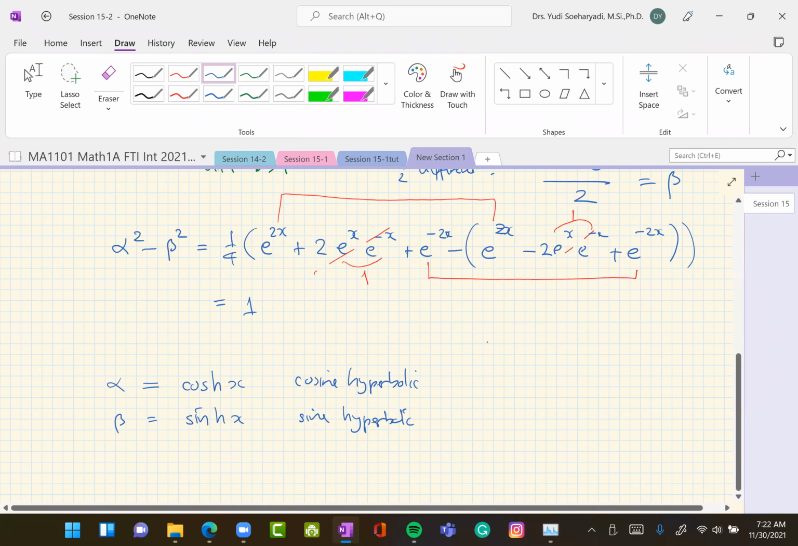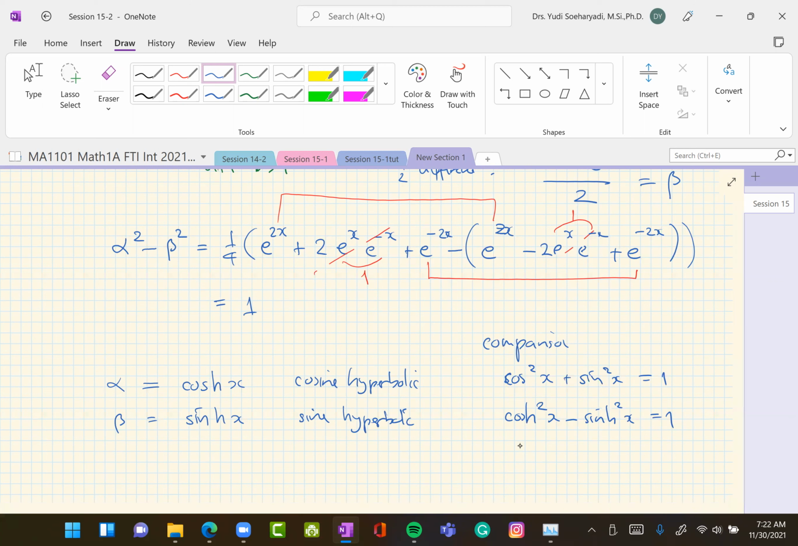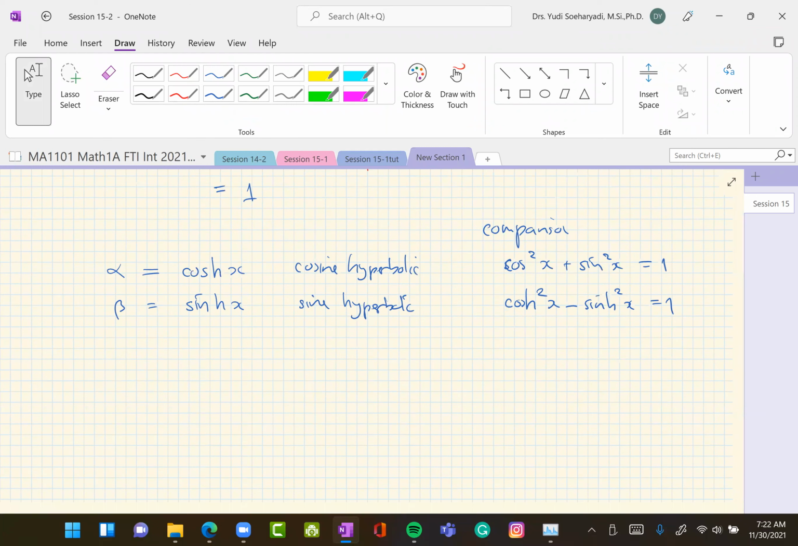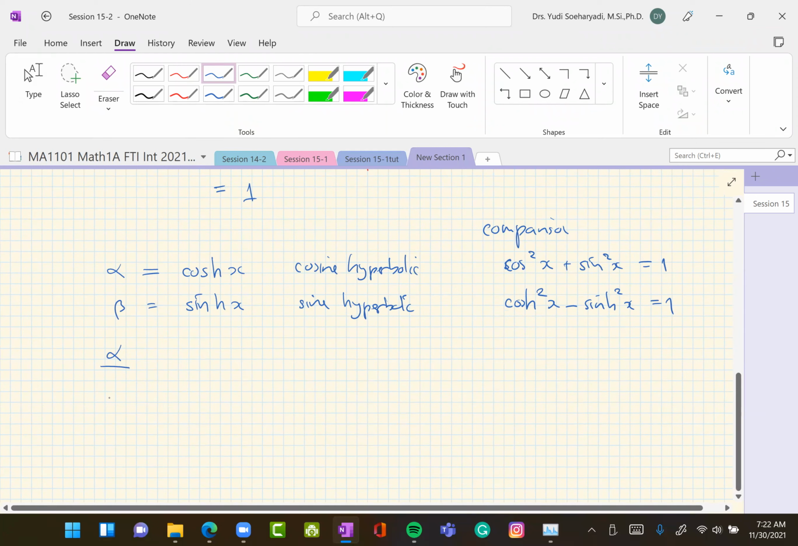So let's compare. Comparison. We have cosine square x plus sine square x, but with this you have cosine hyperbolic square minus sine hyperbolic square, so you have this minus, except this minus. Is there anything else that we should implement? Let's also define alpha over beta. This would be our tangent hyperbolic.